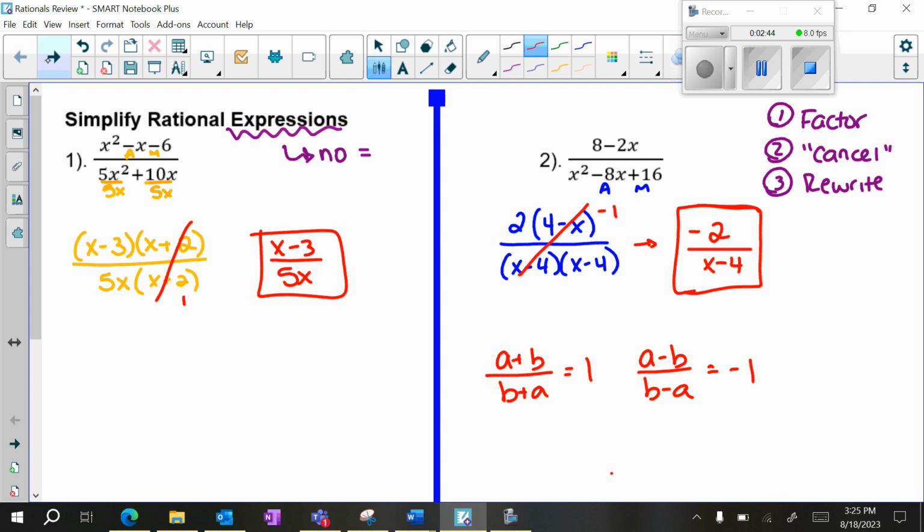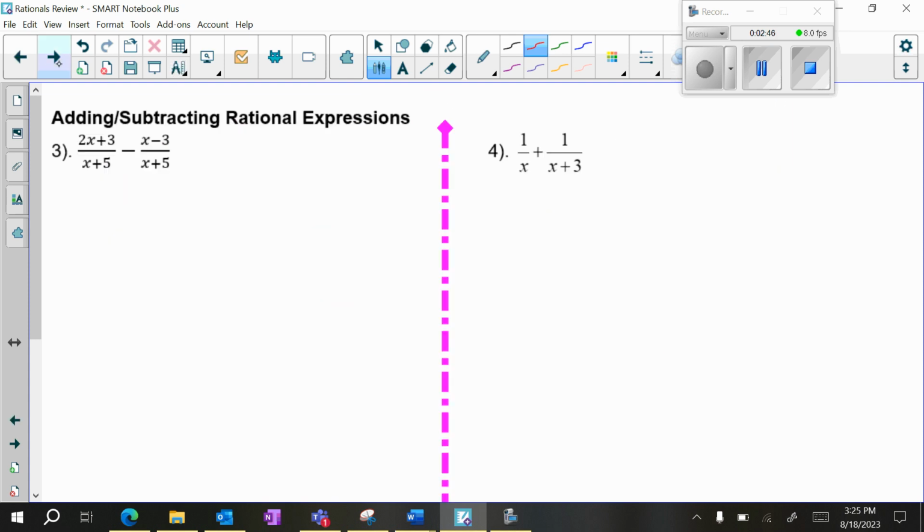Let's move on to adding and subtracting. So when I'm adding and subtracting, remember that you must have a common denominator. Once you have a common denominator, you can combine your numerators, and then you always want to factor, cancel, simplify at the end whenever possible.